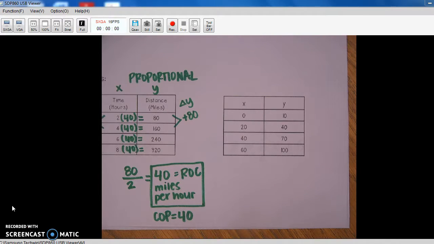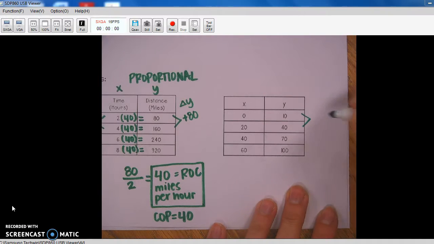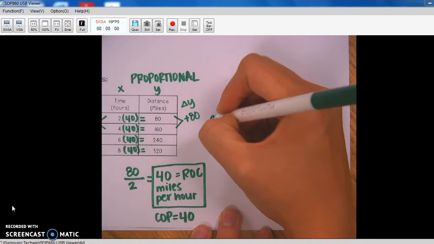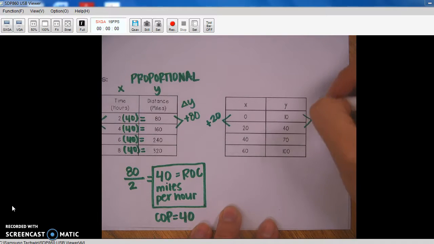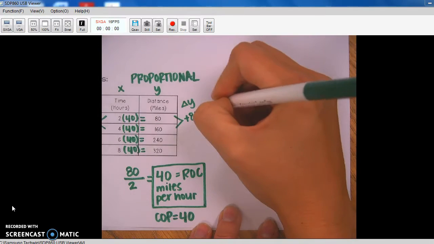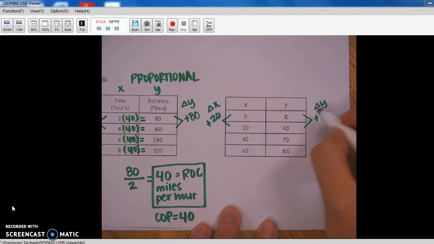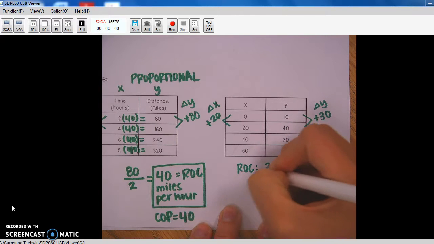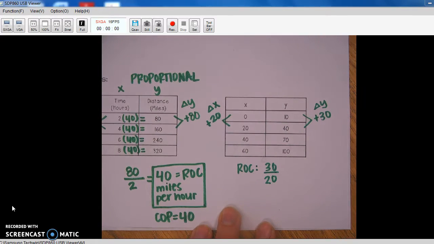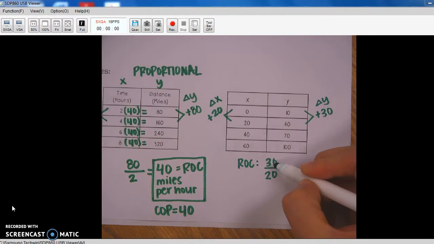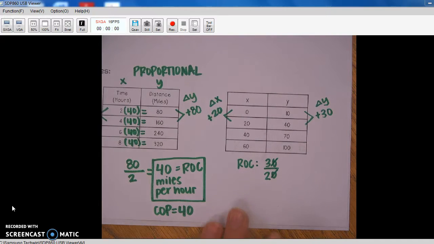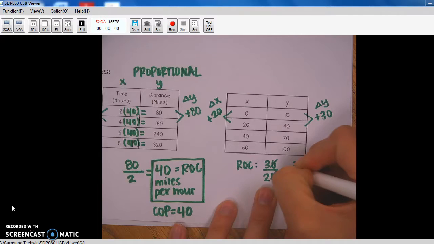Again, we want to start by finding our rate of change. So from 10 to 40, we increase by 30. From 0 to 20, we increase by 20. So remember, change in y divided by change in x. So I'm going to divide 30 by 20 to get my rate of change. Now I can just simplify this fraction. I can cancel out these zeros because 10 divided by 10 is 1. And so I can simplify my rate of change as 3/2.